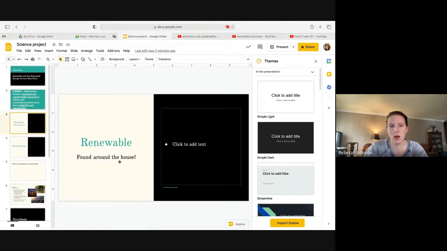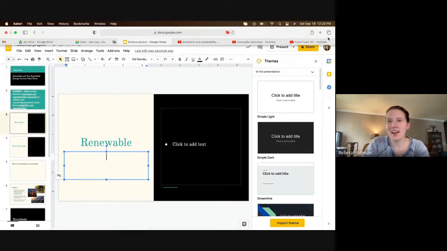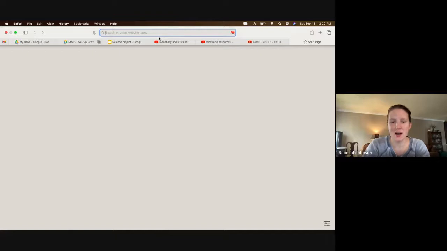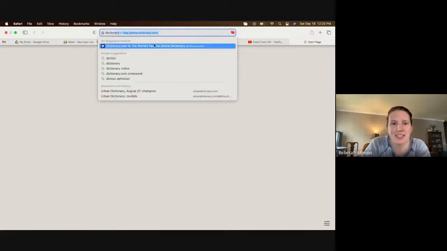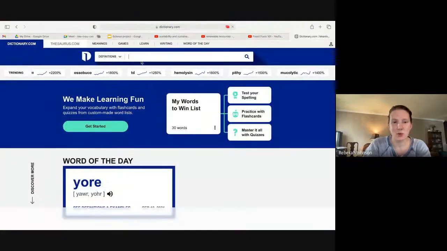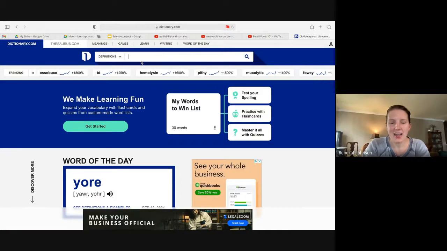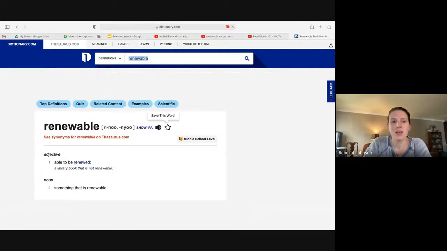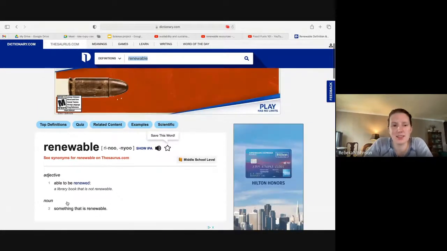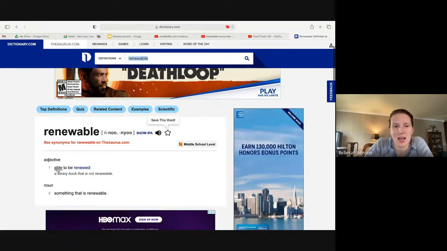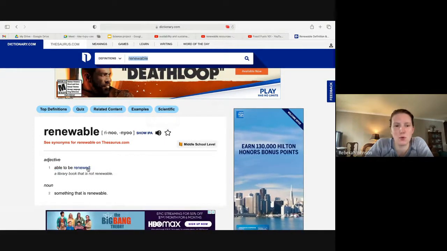So moving on from there, let's get into finding a definition for our first big word here, renewable. Okay, so this says found around the house. That's just kind of the original thing there. Okay, if I go to dictionary.com, it's the world's fastest dictionary. And I look at the word that I'm going for here, renewable. Well, this is pretty easy. Able to be renewed.